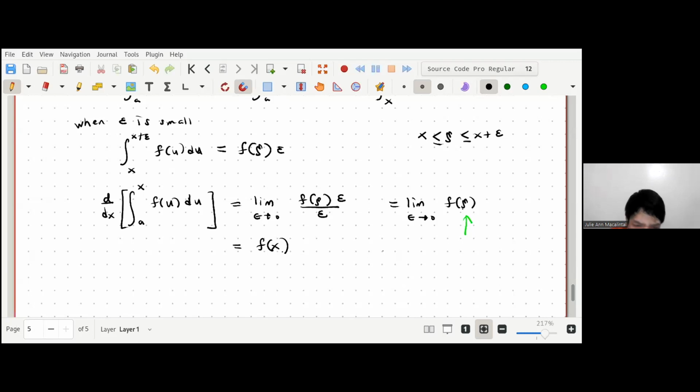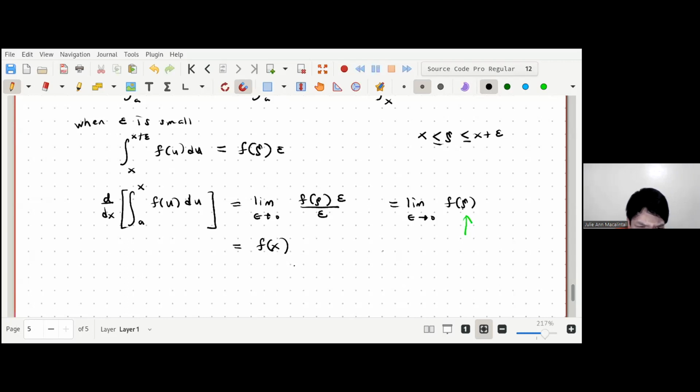Okay, so fundamental theorem of calculus states that the derivative of an integral is the function. Yung derivative ng integral evaluated from a constant to x is just the function evaluated at x.